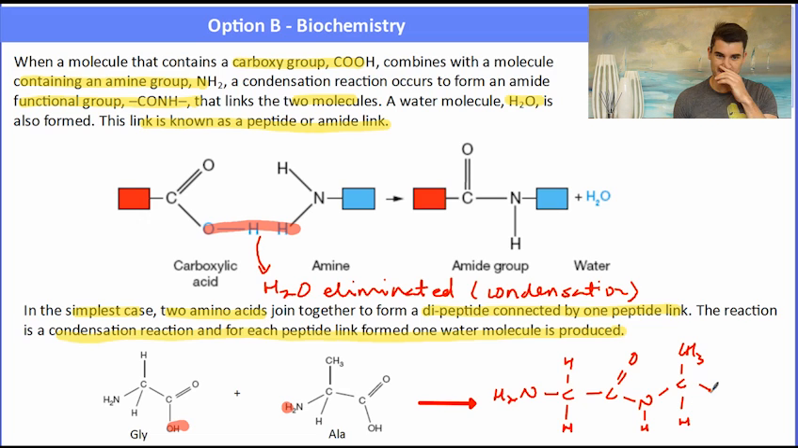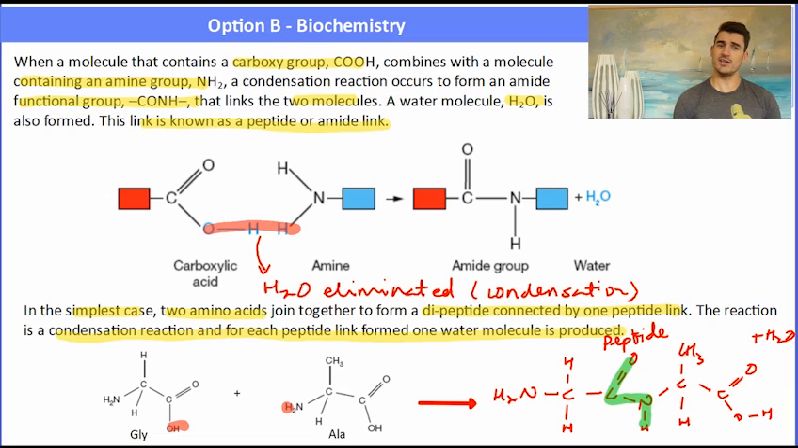This could keep on happening. The more monomers we put in, the longer this chain can go on. Don't forget to add your water to balance the chemical equation. I've highlighted the peptide or amide link, C double bond O bond NH. That's the link that joins the two amino acids together.